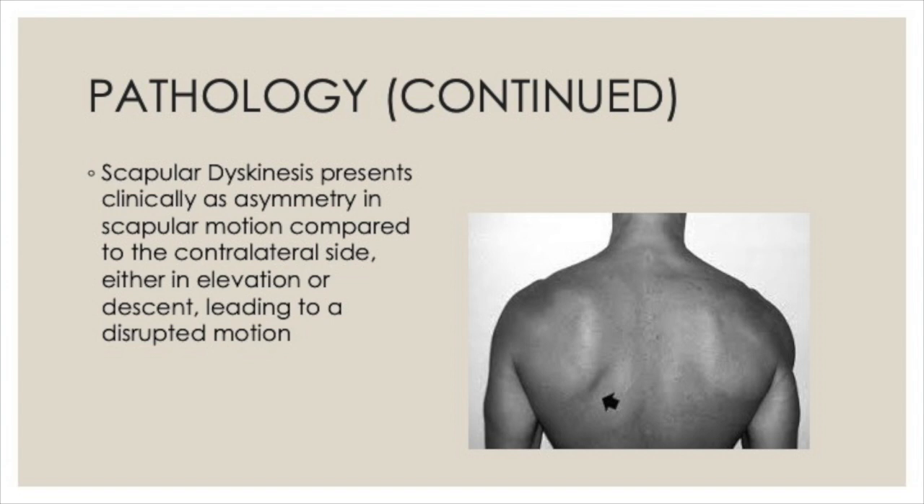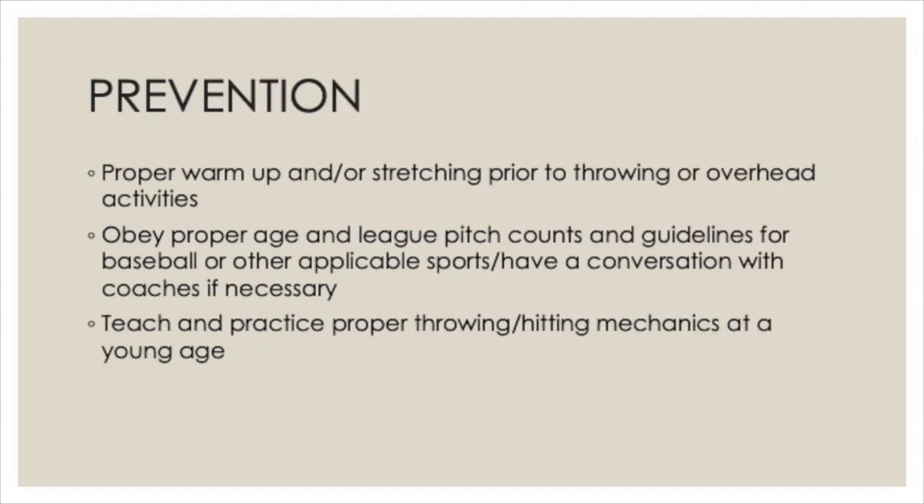Scapular dyskinesis presents itself clinically as asymmetry in scapular motion compared to the contralateral side, either an elevation or descent, which leads to disrupted motion. Ways to prevent scapular dyskinesis from occurring are proper warm-up and/or stretching prior to throwing or overhead activities, obeying proper age and league pitch counts and guidelines for baseball or other applicable sports. Begin teaching and practicing proper throwing and hitting mechanics at a young age.